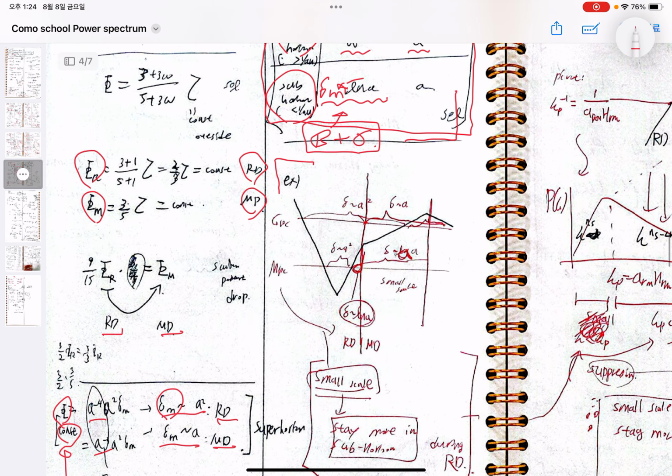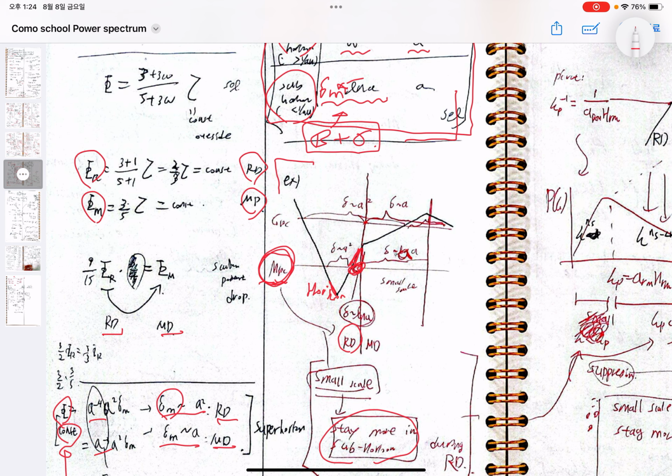So now let's compare two different scales. One is a gigaparsec and the other one is a megaparsec. During the radiation-dominant era, both scales are outside of the horizon. This thick line is the horizon size. So this is outside the horizon, so delta M is proportional to the a scale. But the small scale can get inside the sub-horizon.